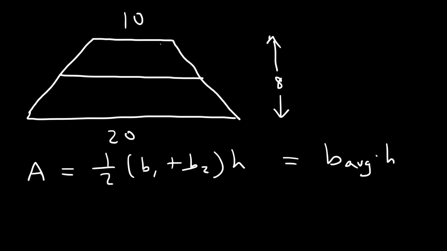The average base length occurs there, where these two are congruent to each other, and these two are congruent, if it's a regular trapezoid. If it's an isosceles trapezoid, then they're all congruent to each other.